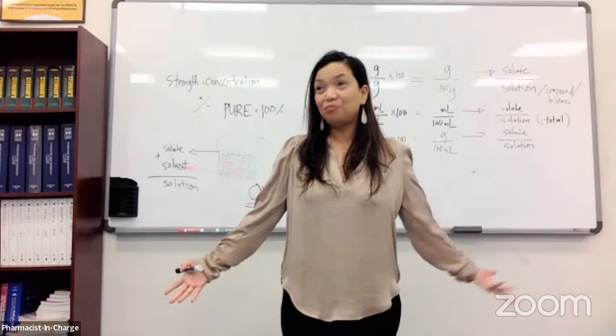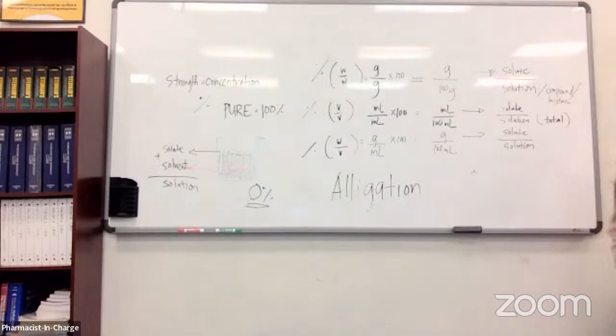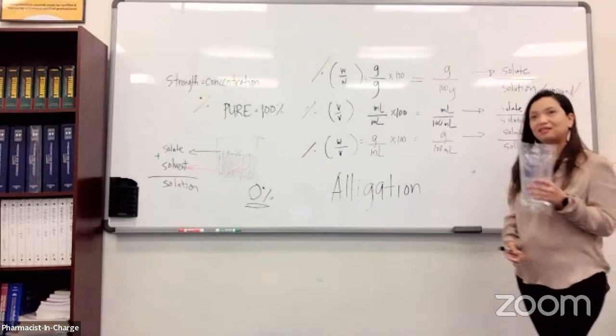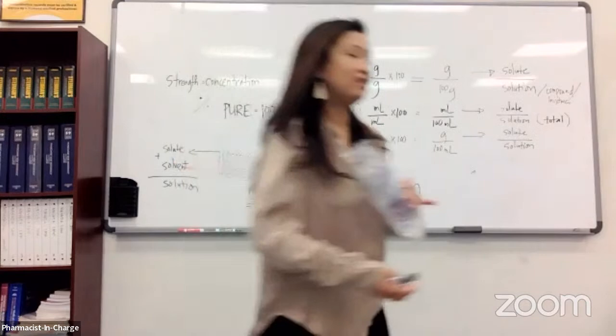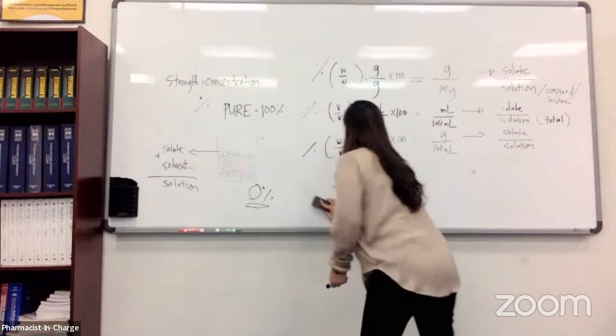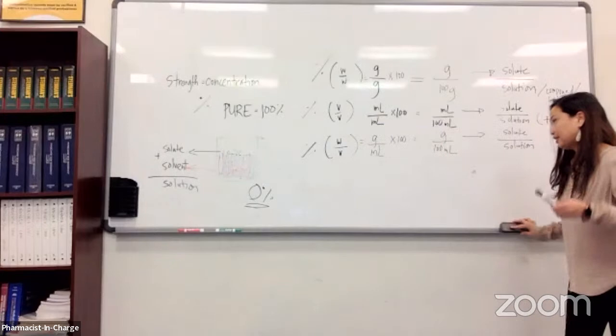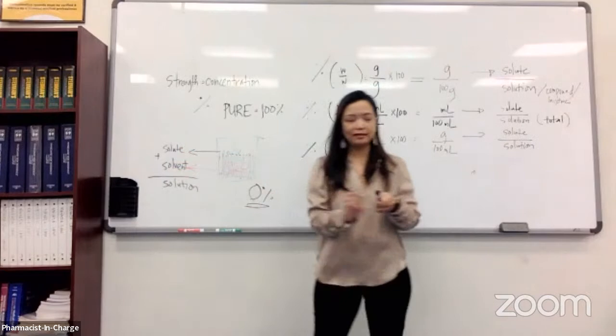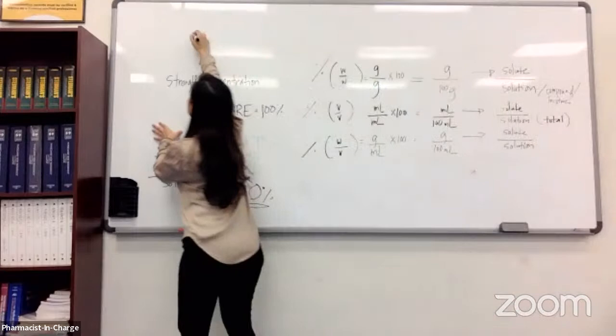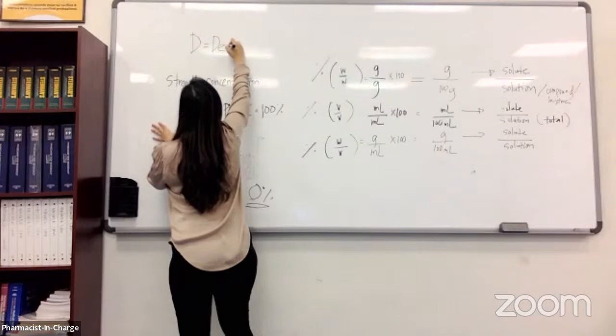Before we get there, I want you to know that percentage in an IV bag is also applied, but there may be a couple of differences when it comes to IV bags. So before alligation, my goal today is to finish the percentage part at least. Remember these terms: solute, solvent, and solution. In IV bags, D stands for dextrose, capital D.